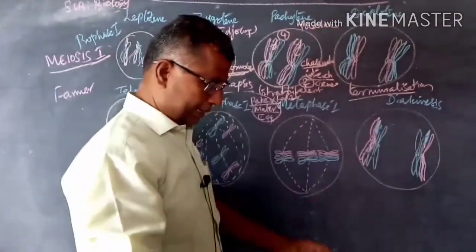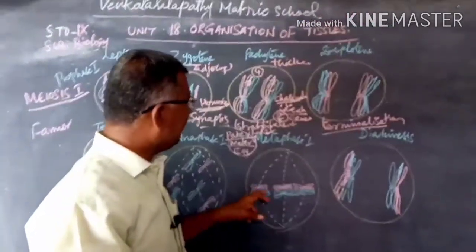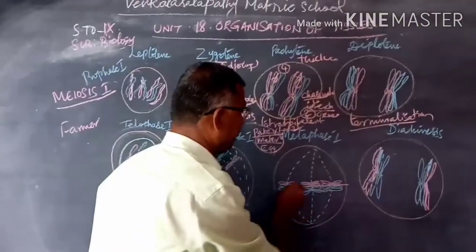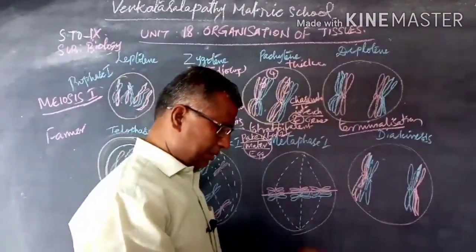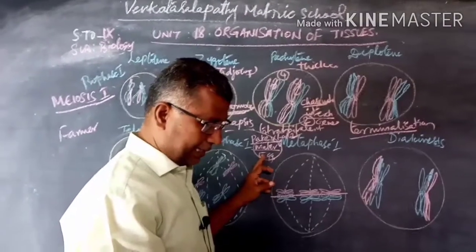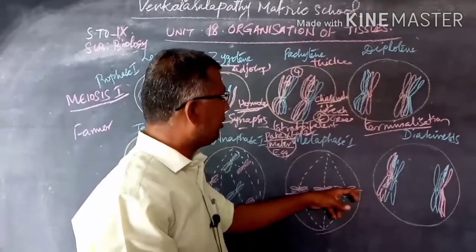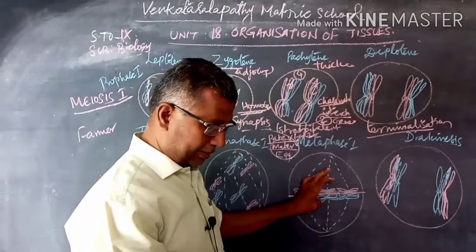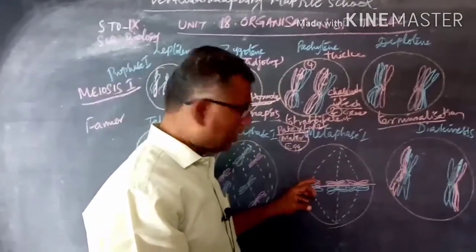Understand? Then diakinesis is followed by the next stage, metaphase 1. The chromosomes move towards the equator region. This is the equator region. Understand? And finally, they orient themselves on the equator. The two chromatids do not separate.